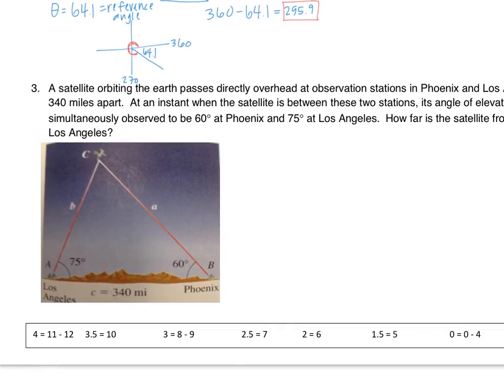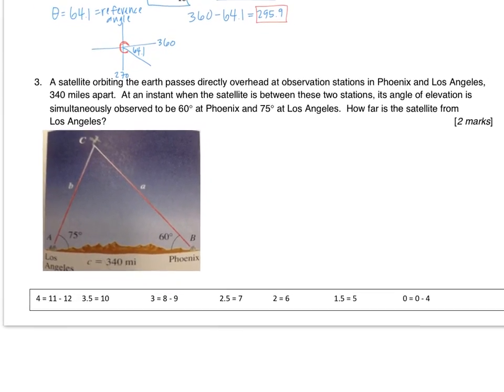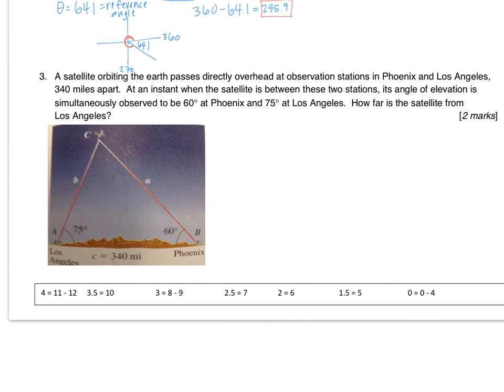Question 3. All right. A satellite orbiting the Earth passes directly overhead at observation stations in Phoenix and Los Angeles, 340 miles apart. At an instant when the satellite is between these two stations, its angle of elevation is simultaneously observed to be 60 at Phoenix and 75 at Los Angeles. How far is the satellite from Los Angeles?